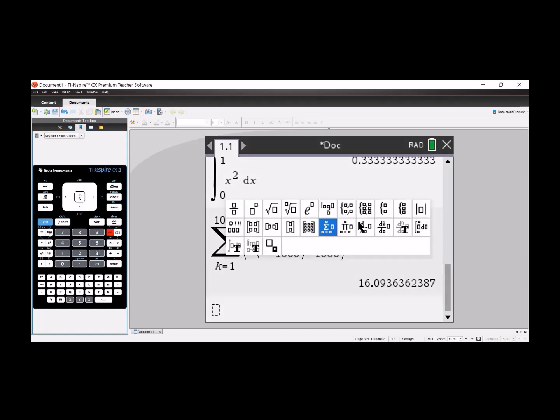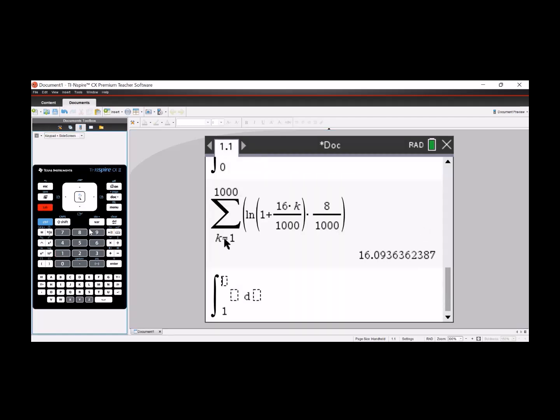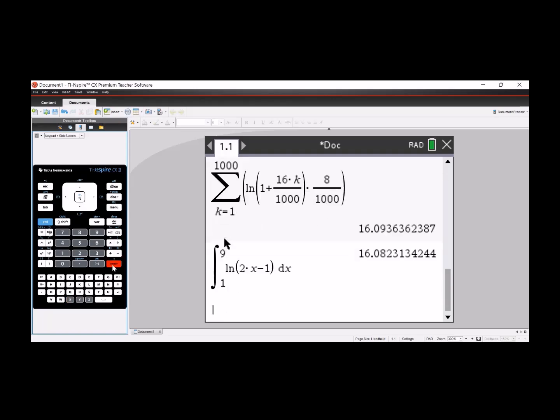Let's check our definite integral. So we use our template key again. Here's our definite integral, which we said went from 1 tab to 9 tab. Our function was, control to get the natural log of 2x minus 1 tab and make that dx. Hit enter, and there we go, 16.0823. Those are pretty darn close considering we're just picking a fairly large number and not letting n go to infinity.